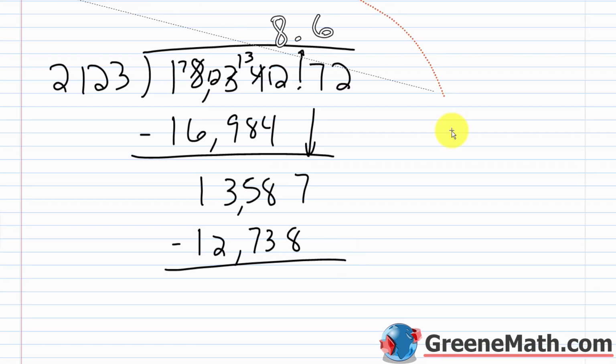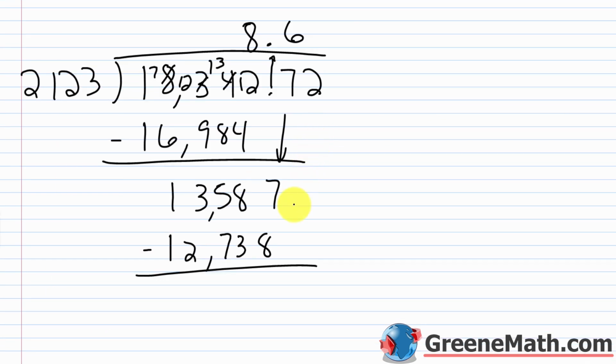And let me just move this over a little bit. So I'm going to borrow here to start. This will become 7. This will become 17. 17 minus 8 is 9. 7 minus 3 is 4. Borrow again. 15 minus 7 is 8. 2 minus 2 is 0. 1 minus 1 is 0. So basically I have 849. And I'm going to bring down this 2 here. So I get 8,492. So how many times will 2,123 go into 8,492?